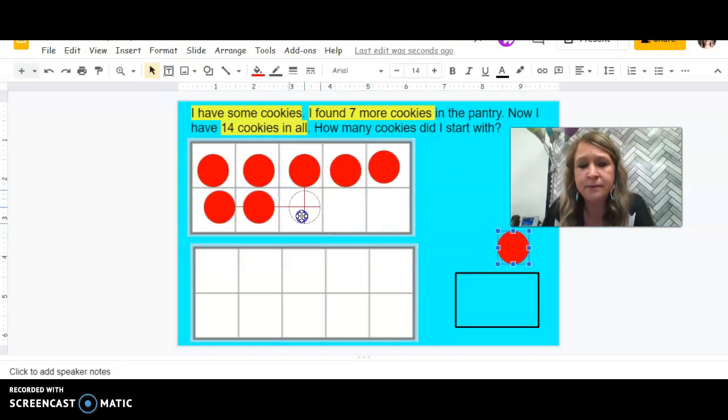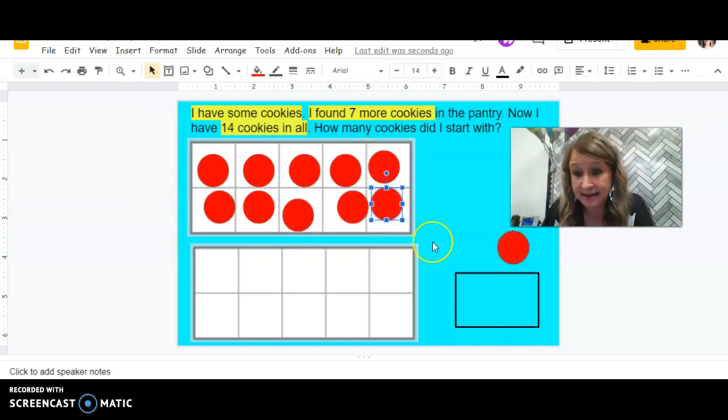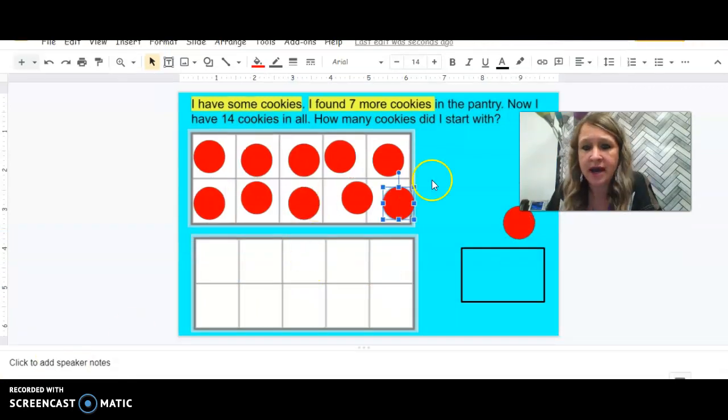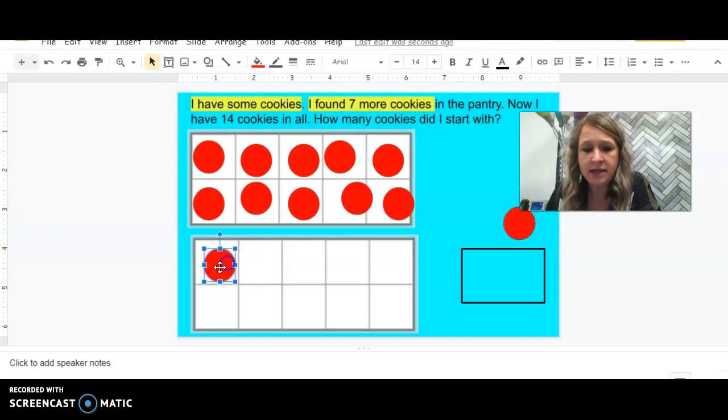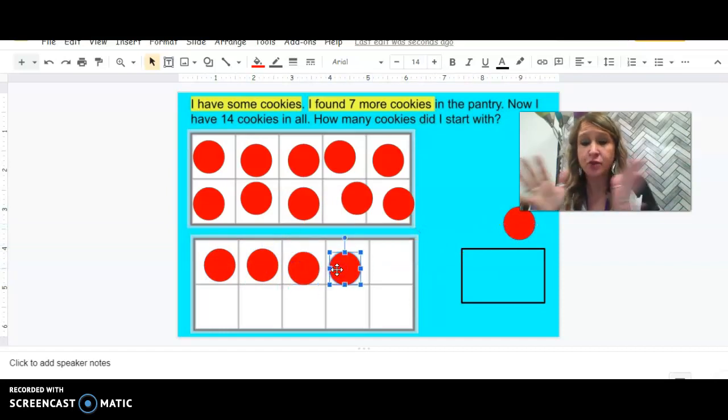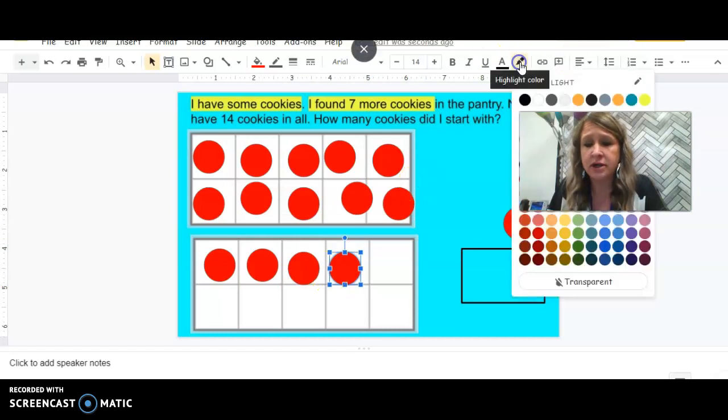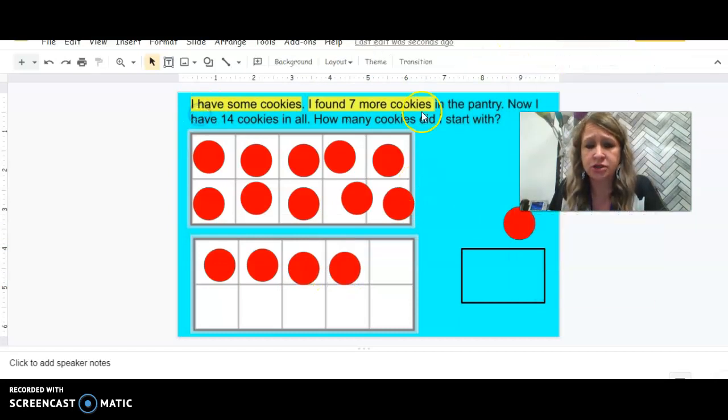How many are in a 10 frame? There are 10 in a full 10 frame. So I need 14. So that's 10, 11, 12. Okay, I have 10. Now I need 11, 12, 13, 14. That's how many I have right now. I have 14 in all. Let me highlight that because that's very important information.